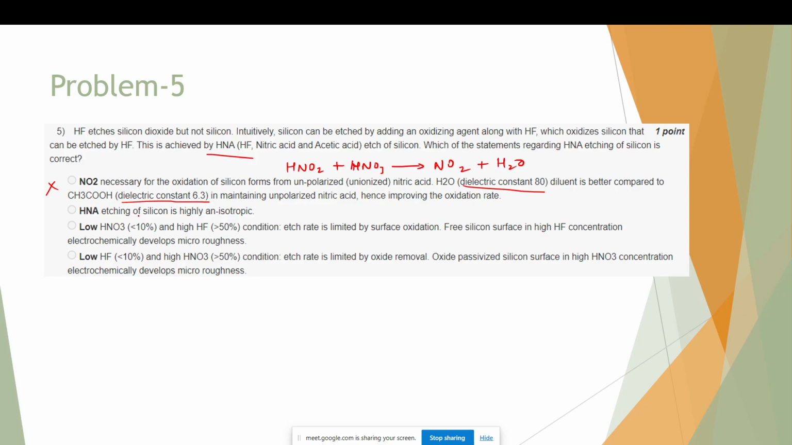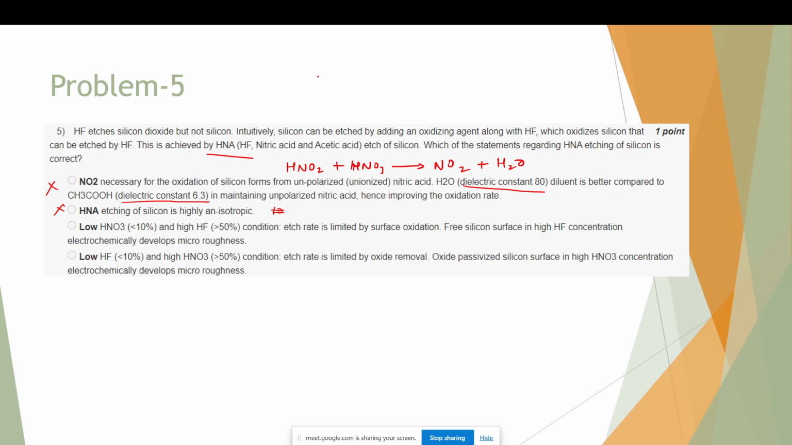Second, HNA etching of silicon is highly anisotropic. This is again not true because HNA is supposed to be isotropic. It has no selectivity towards the different orientations of the silicon crystal, like 100 or anything. So this is not true.